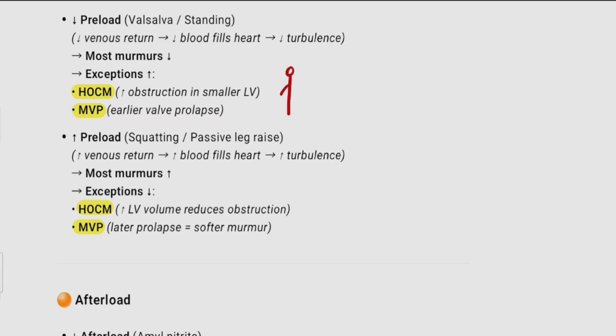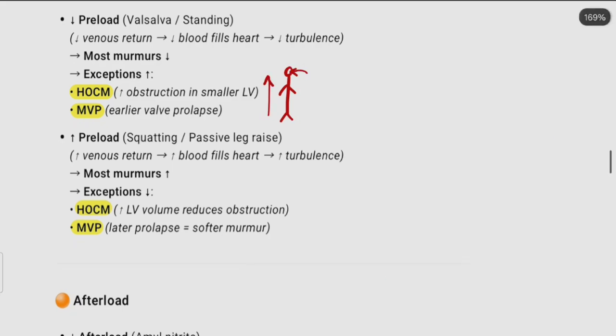Whenever you're standing, you're tall, right? So in standing it will increase, and you do Valsalva with the mouth. Valsalva is like above, right? It increases, upar hai, so it increases. So HOCM and MVP increase with standing and with Valsalva, whereas all the normal murmurs decrease, because in Valsalva and standing the heart has less blood filled.